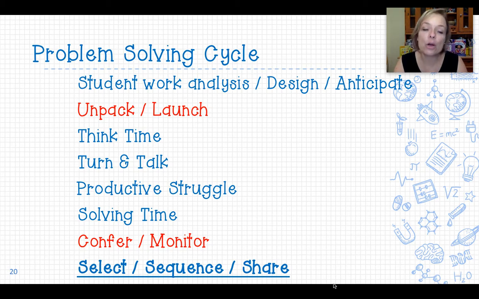But today, we're going to really be focusing on this final part of the problem-solving cycle, which is selecting the work that's going to be shared, sequencing that work in a particular order, and then sharing it. And the students are the ones that talk about the work, not you. Your work is in selecting and sequencing. Their work is in sharing. And remember, the students that are not sharing are actively listening to help bridge connections to their thinking.